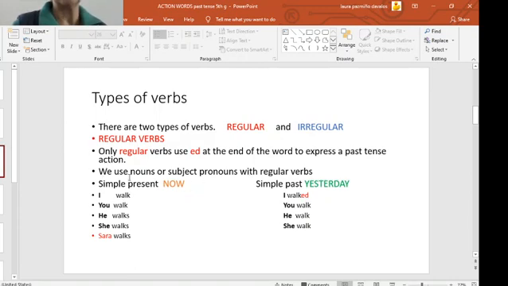Look at this example. For example, here we have a simple present form. Estamos hablando de ahora, presente, now. Y aquí vamos a hablar del pasado. Ok, escogí el verbo walk. Es un verbo que escogí como regular. Walk is a regular verb. So, for example, para now, I walk now. You walk now. He walks now.